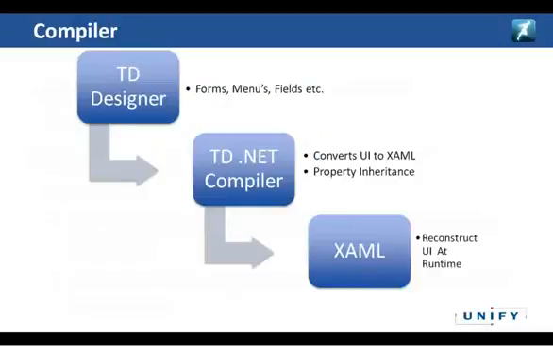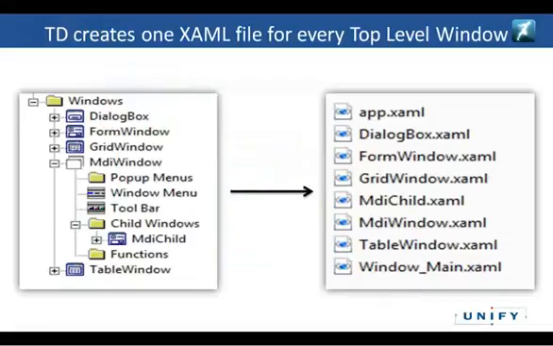So, the compiler for XAML. In the TD Designer, you design forms, menus, fields, etc. And the TD.NET compiler converts the UI to XAML. And the XAML is then reconstructed to the UI at runtime. Team Developer creates one XAML file for every top-level window. So all the windows that you see in your application are converted to XAML files, as you see here. And these XAML files are all text files that you can edit.